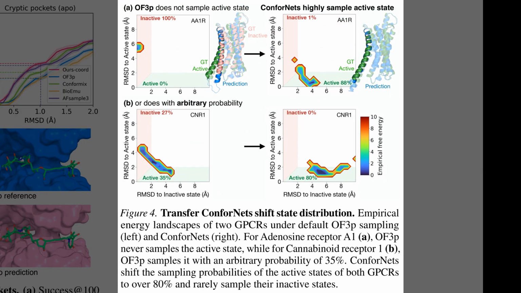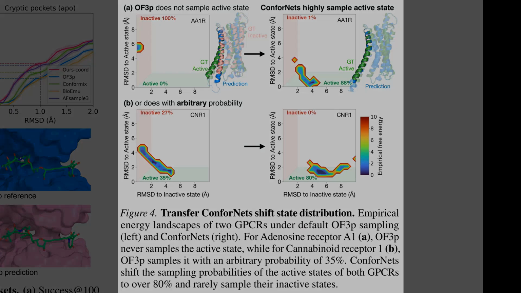Well, while Figure 2 looked at membrane transporters, Figure 4 demonstrates the shift in state distribution for G-protein coupled receptors. These are essential proteins on cell surfaces that transmit signals, and these heat maps show the likelihood of the model reaching different shapes. In Panel A, the base OpenFold 3 model never samples the active adenosine receptor, but ConforNets shift that probability to 88%. Similarly, in Panel B, the success rate for the cannabinoid receptor jumps to 80%, proving we can steer the model toward specific biological states.